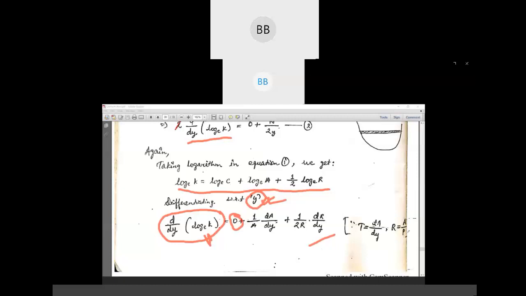So r is nothing but a by p, area by wetted perimeter, that we all know, and top width, dA by dy is our top width. So here we are replacing dA by dy by top width, and r we are replacing by area by wetted perimeter.